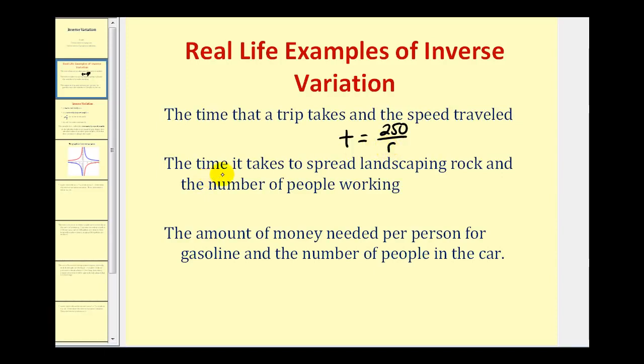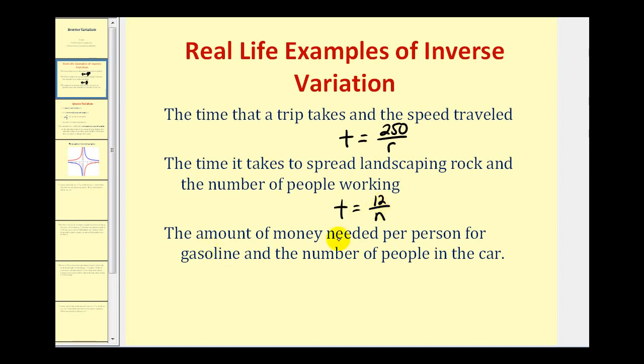The next example, the time it takes to spread landscaping rock and the number of people working. So for example, if it's determined that the job is going to take 12 hours, the total time t to complete the job would be 12 hours divided by n, which is the number of workers. So if we have one worker, it would take 12 hours, 2 workers, it would take 6 hours, 3 workers, 4 hours, and so on. This is an example of inverse variation.